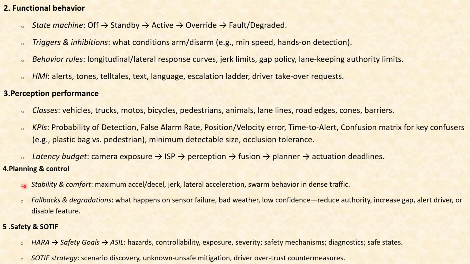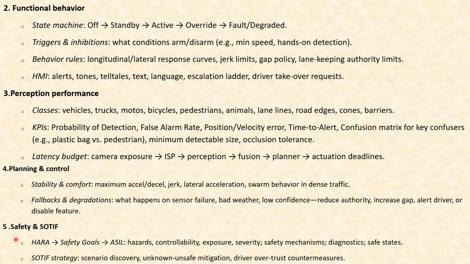All right. Now coming to planning and control, stability and comfort. First you plan the stability and comfort. What is the maximum acceleration and deceleration? What magnitude of jerk? What is the lateral acceleration? What is the swarm behavior in dense traffic? And also fallbacks and degradations. What happens on sensor failure, bad weather, or low confidence? When confidence is low, it reduces the authority, increases the gap, alerts the driver, or disables the feature.